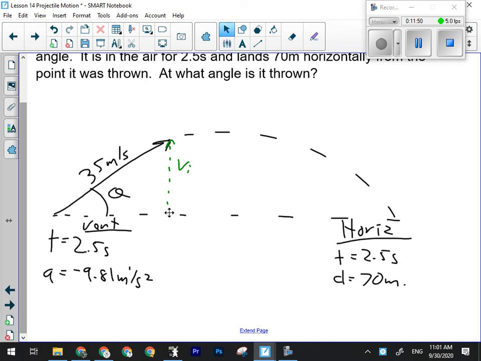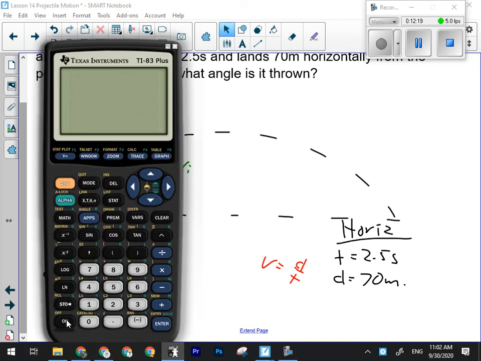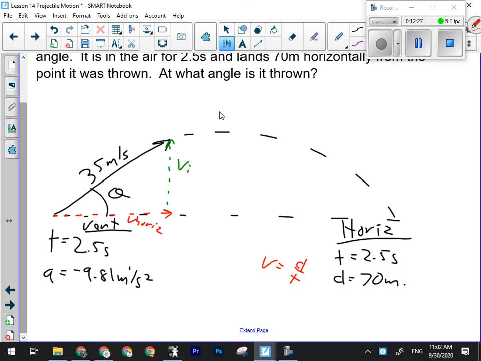However, the question did give me the distance and the time horizontally. Could I find the horizontal velocity? Yeah, and then I would have 2 sides of this triangle and I'd be able to calculate the angle. That's what I was saying. There's only 2 calculations to solve this. It's actually way less work than the ones we've been doing. All I have to do is calculate what v equals. So v equals d over t, 70 over 2.5. And I've got 28 meters per second as this side of the triangle here.